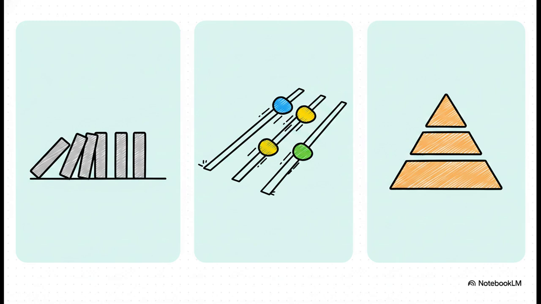So, just to put it all together real quick, you're going to use a sequential structure when you need to build momentum one step after another. Go with a parallel structure when you need to accelerate and get things done faster. And you pull out the hierarchical structure when you need both that high-level overview and all the nitty-gritty details.